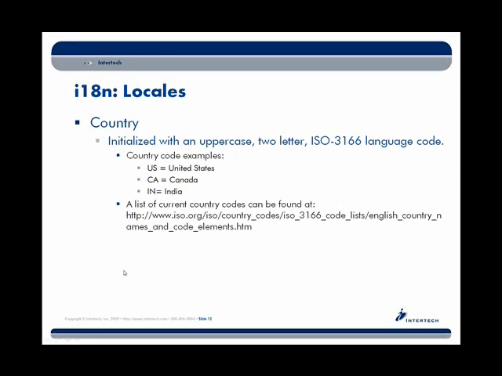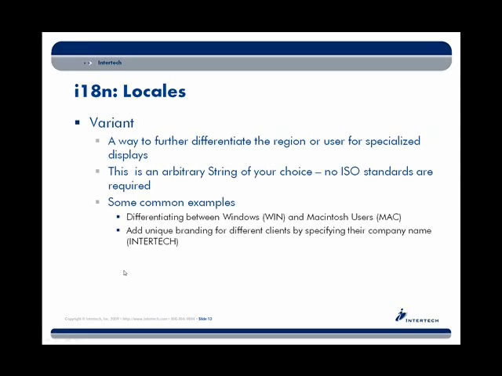Second property that a locale can be configured with is a country. And so a country is initialized with an uppercase 2-letter country code, also an ISO standard. This standard is 3166. So some country code examples: US for the United States, CA for Canada, IN for India. And again, on the bottom of slide 12, I have a URL so that you can look up what the different country codes are that are available.